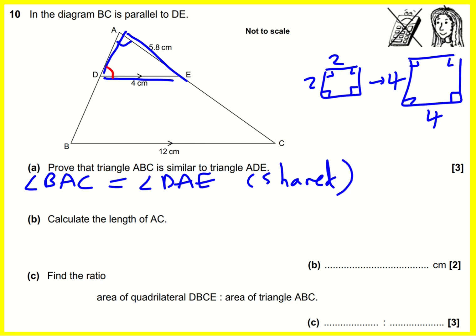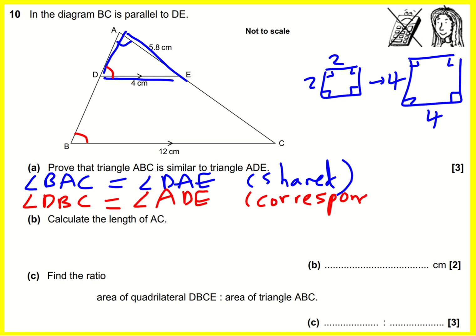What about these two? Well, these two are equal because we've got parallel lines. They are corresponding angles. You can see an upside down F going on here. So you might say that angle DBC is equal to angle ADE. So this is the bottom one here, and this is this top red one. And I'm just going to give reasoning because it says prove. It's just a good idea to give reasoning throughout. Corresponding.